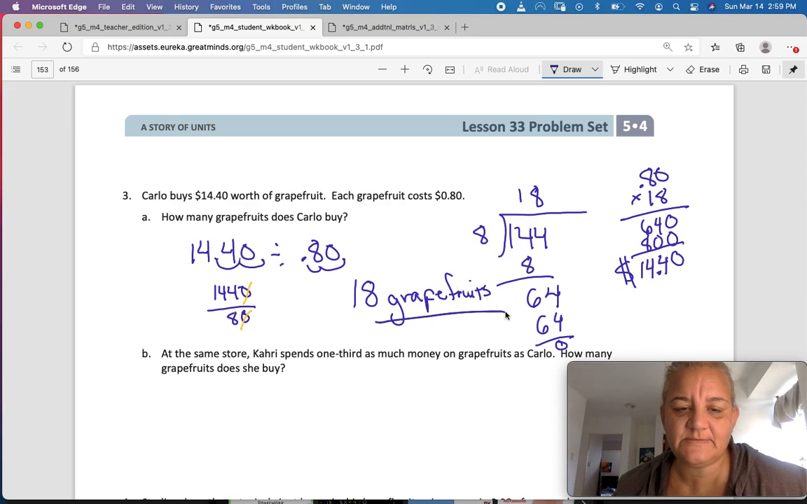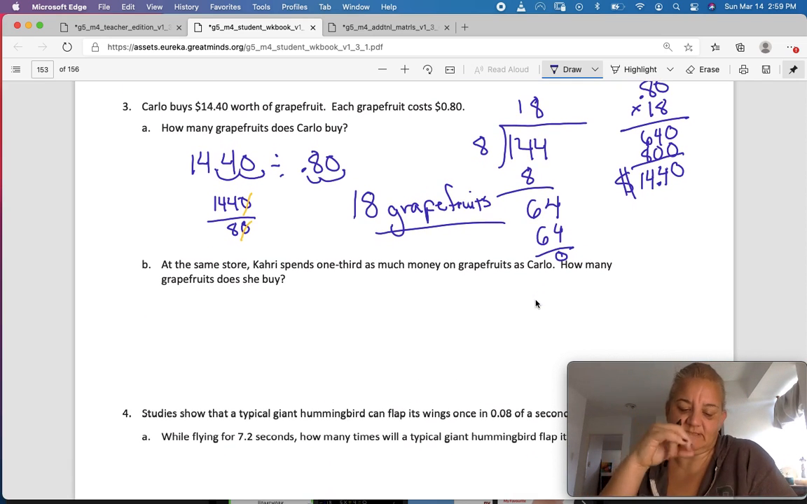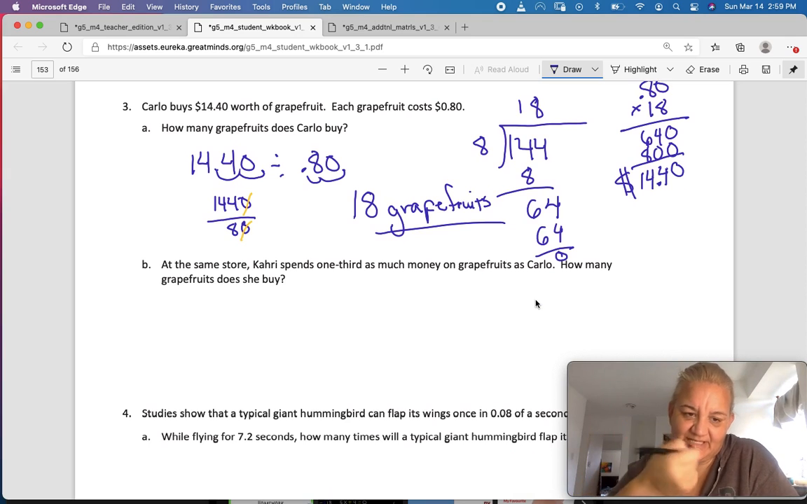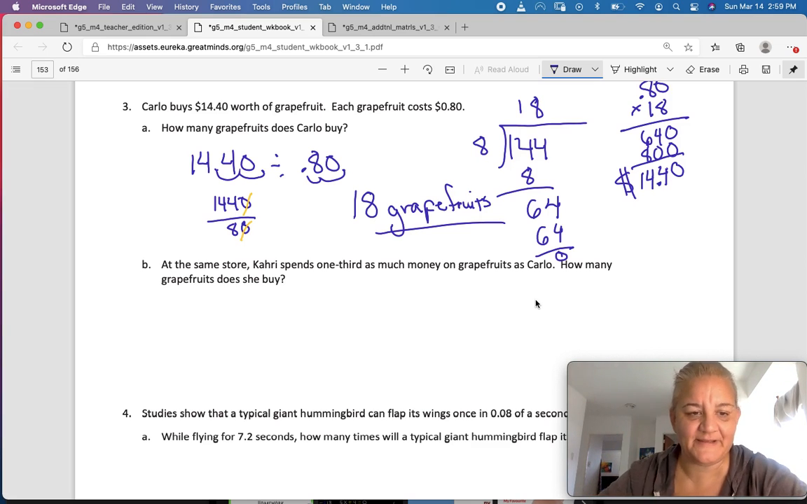18 grapefruits. I like grapefruit. My mom always cut it in half and then put a little salt on it, and then you dig out each section of the grapefruit with a little salt. Ooh, yummy. Some people put sugar on it, but we're a salt family. Definitely a salt family.